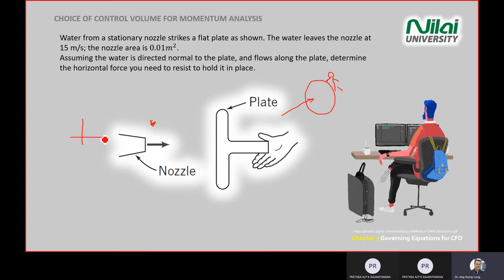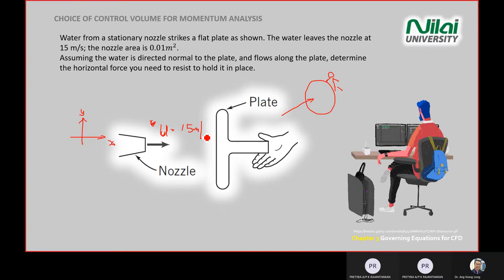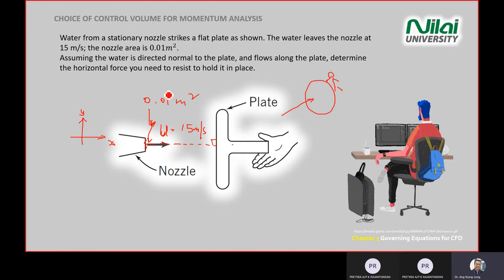The velocity depends on the axis that you choose. If we draw axes, this is X, this is Y. So I put a capital U for the velocity at the nozzle, which is 15 meters per second. The nozzle area here is 0.01 square meters. Assume water is directed normal to the plate. If you draw an invisible line, it will be 90 degrees to the plate here. So flow along the plate: after the water hits the plate here, the water will go this way. Determine the horizontal force that you need to resist to hold it in place.